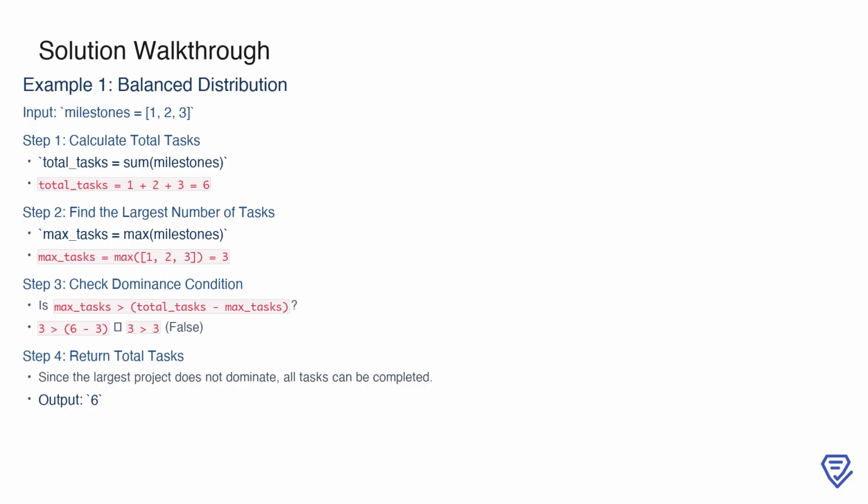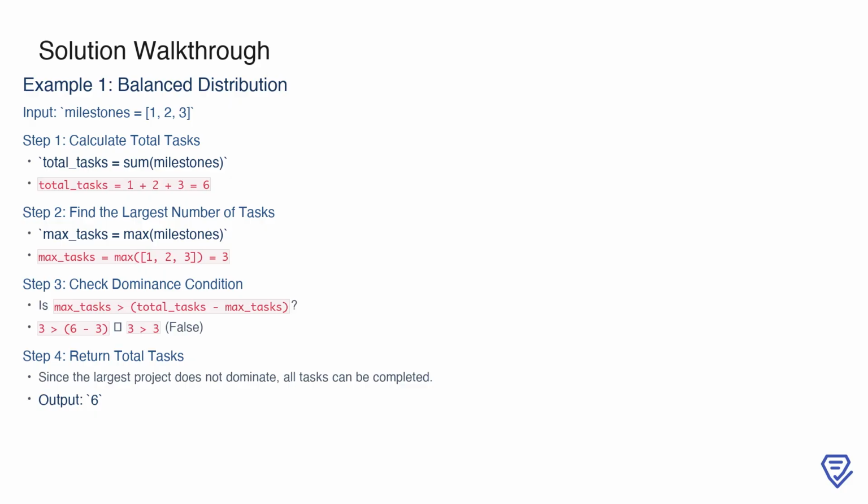Adding 1, 2, and 3 gives us a total of 6 tasks. Next, we identify the largest number of tasks associated with any single milestone. In this case, the maximum value among 1, 2, 3 is 3. Now, we check if this largest number of tasks dominates the rest.